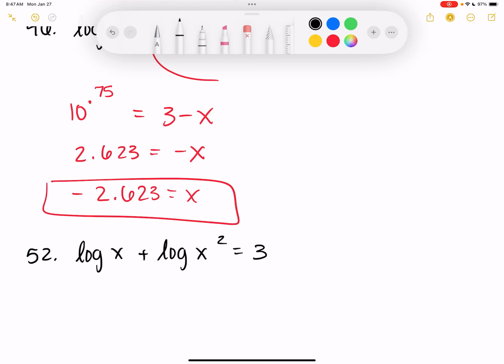So I have two things being added together, so what do I do here? Yep, multiply them, so I'm going to have x times x squared, which is what?